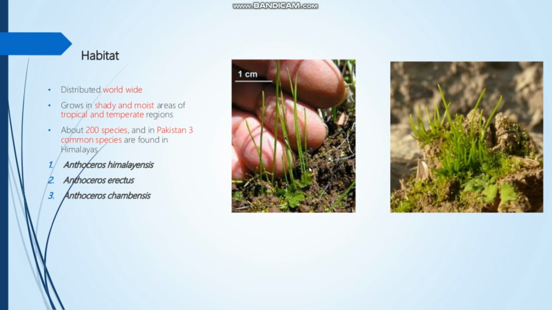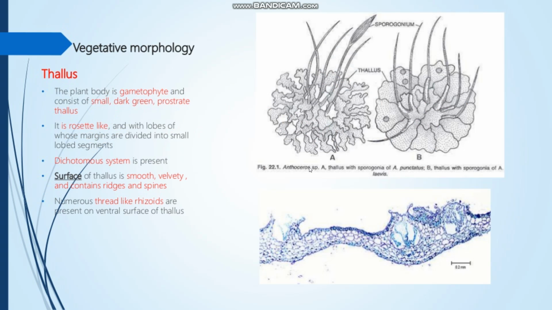So, habitat. It is distributed worldwide, growing in shady and moist areas of tropical and temperate regions, with about 200 species. In Pakistan, three common species are found in the Himalayas: Anthoceros himalayensis, Anthoceros erectus, and Anthoceros chamberlainii.